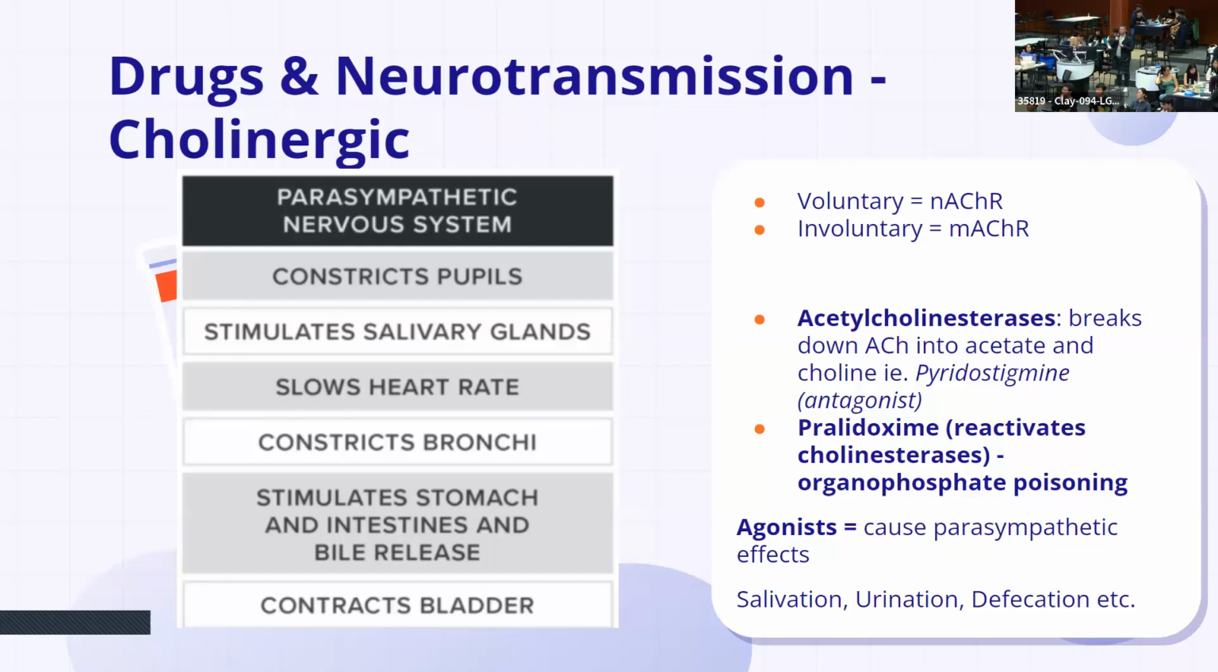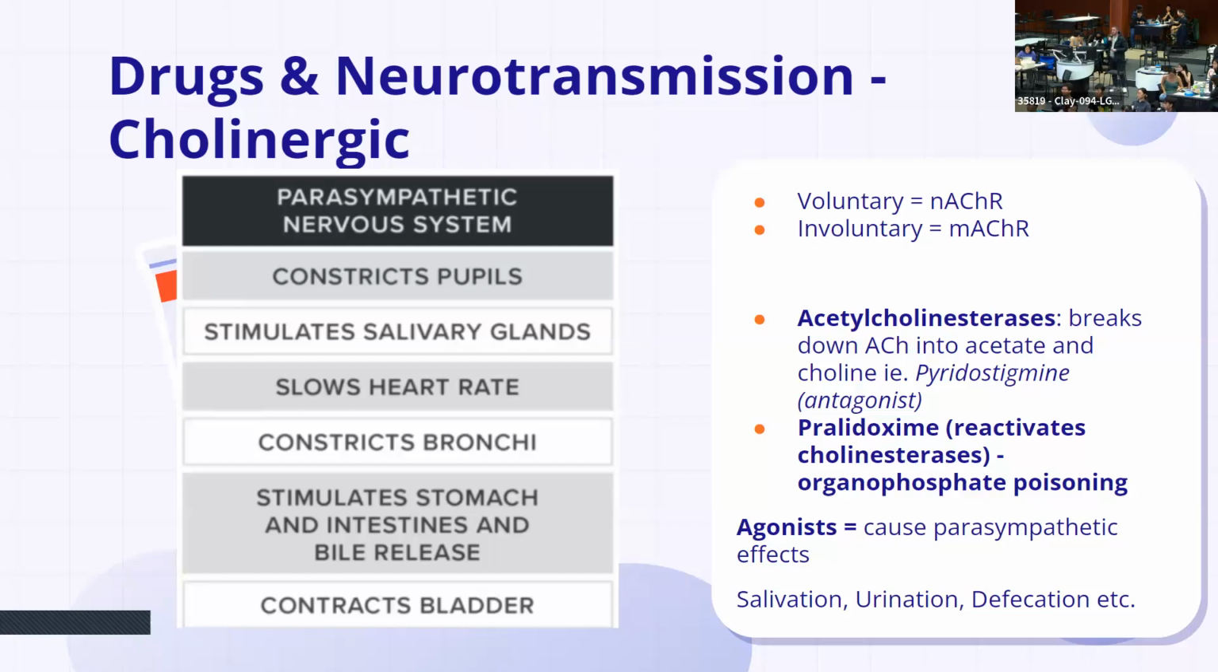And in terms of what stops it there, I talked about COMT and the MAO complex, which breaks down the noradrenaline. In this case, we have acetylcholinesterases, and they're going to break down acetylcholine into acetate and choline. I've given you a drug there, which is pyridostigmine, and that is an antagonist of acetylcholinesterase. So if you use that, you're going to increase acetylcholine in the neuromuscular junction, or within the synapse. And pralidoxime is the other one they give you, and that reactivates cholinesterases.